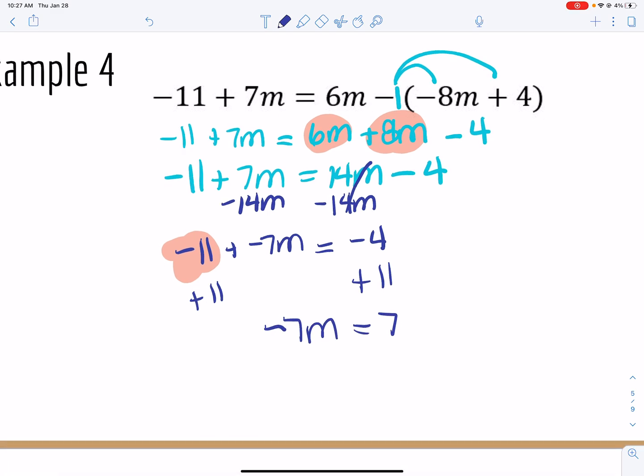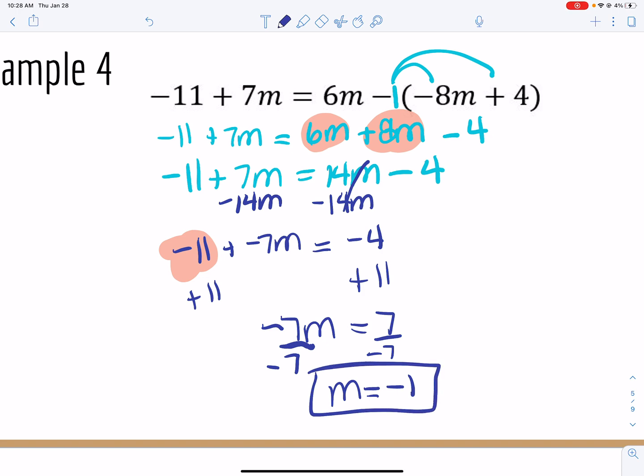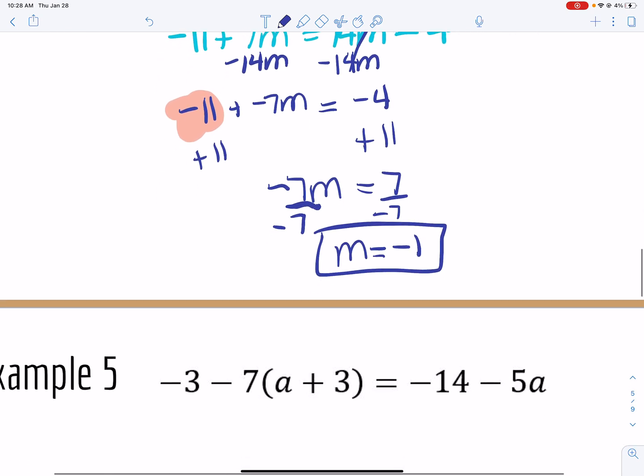So then you have to divide because you're multiplying. The opposite operation of multiplication is division. So m equals a negative 1, and that is the answer to this. So that's what you should have gotten. Now, you might have done some things a little bit differently than me, but if you pause this and look back through what you did, your answer should be a negative 1.